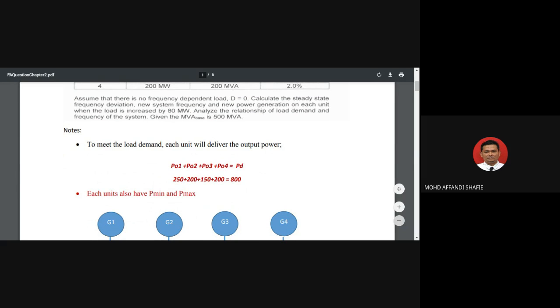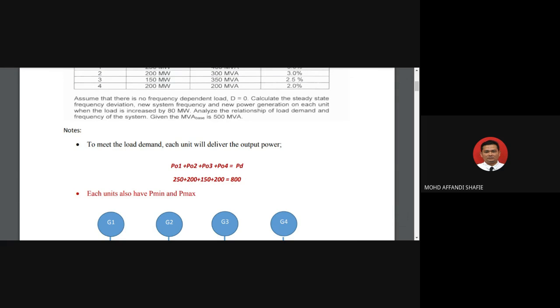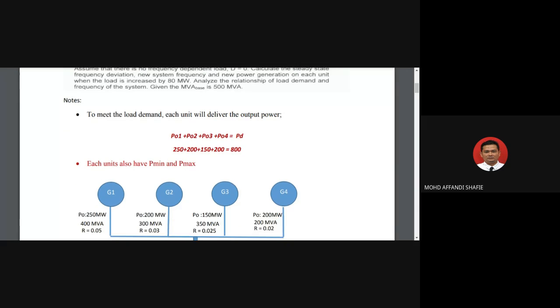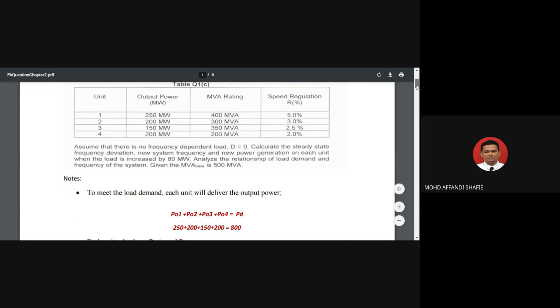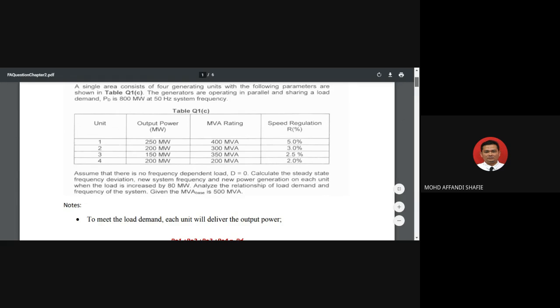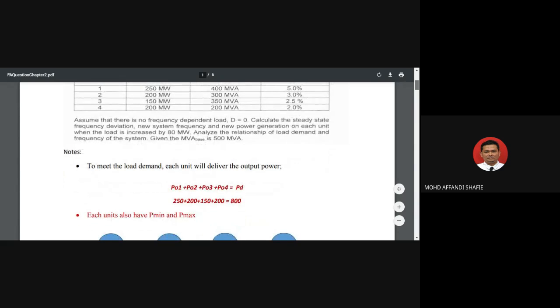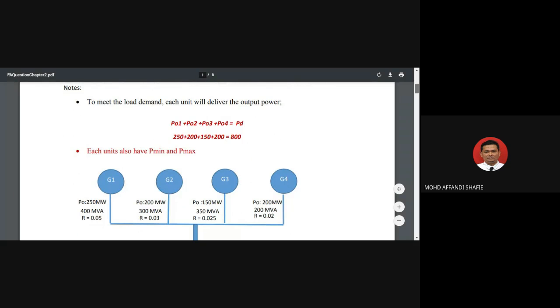To meet the load demand, each unit will deliver the output power. Betul lah. Means that PO1, PO2, PO3, PO4 equal to PD. So means the output 250, 200, 150, 200 equal to 800. Betul. So each unit also have P minimum and P maximum.